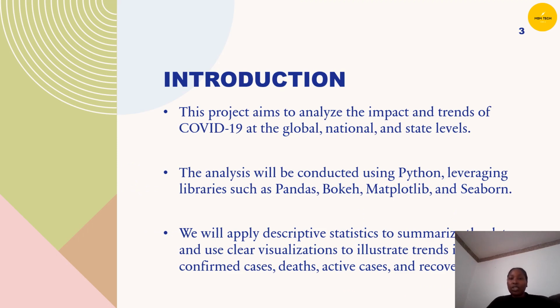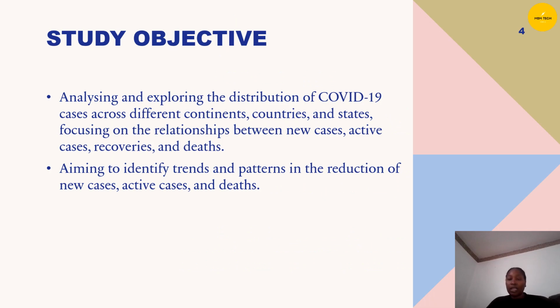So as introduction, this project aims to analyze the impact and trends of COVID-19 at the global, national and state levels. The analysis will be conducted using Python, and then we leverage libraries such as Pandas, Bokeh, Matplotlib, and then Seaborn. We will apply descriptive statistics to summarize the data, and then we will use some visualization to illustrate trends in some metrics like confirmed cases, deaths, active cases, and then recovery cases.